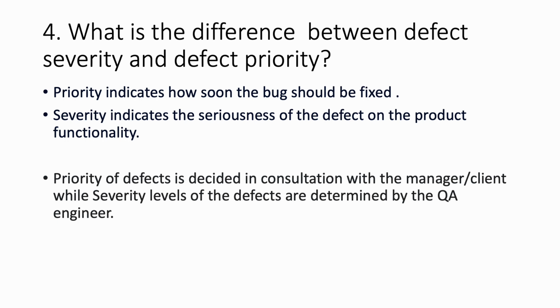Then the fourth question is, what is the difference between defect severity and defect priority? This is the basic question mostly asked in the interviews. So what is priority? Priority indicates how soon the bug should be fixed and how much it is impacting the business. And severity indicates the seriousness of the defect on the product functionality. Priority of defects is decided in consultation with the manager or client, while severity levels of the defects are determined by the QA engineers.